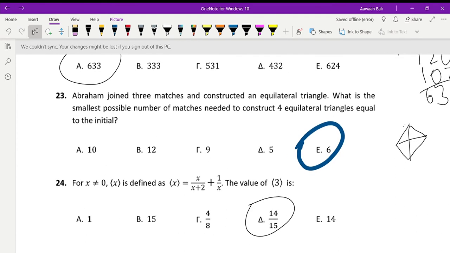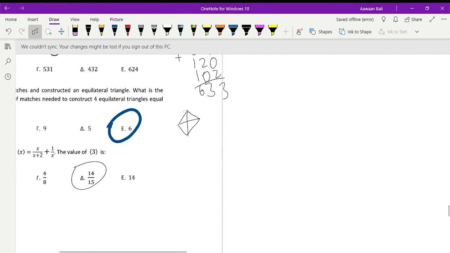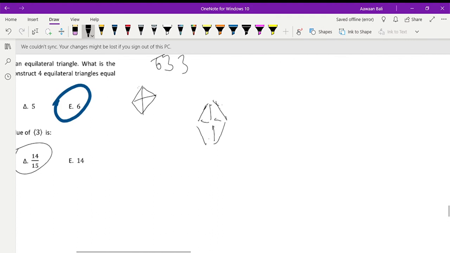Abraham joined 3 matches and constructed an equilateral triangle. What is the smallest possible number of matches needed to construct 4 equilateral triangles equal to the initial? Okay, so this is the smallest, 6. Okay, let's see. So we have 1 here. We can make 2 here. And we have 1 here. And then we can share that line with another triangle. And that's basically it. 1 2 3 4 5 6 7.